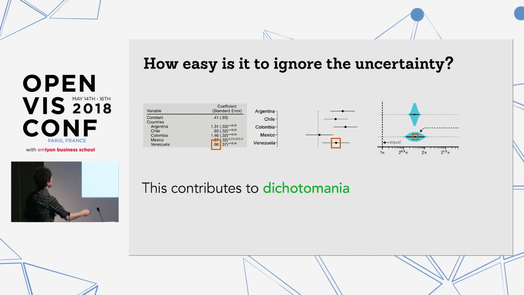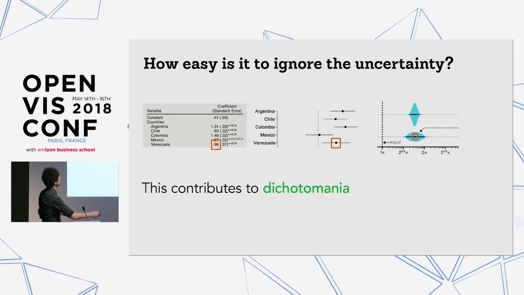Well, what happens there? You have dichotomania. We love to dichotomize as humans, and what we'll do is we'll say, this is definitely not equal to 0. We'll publish this result, and we won't publish that result, and then we get publication bias.